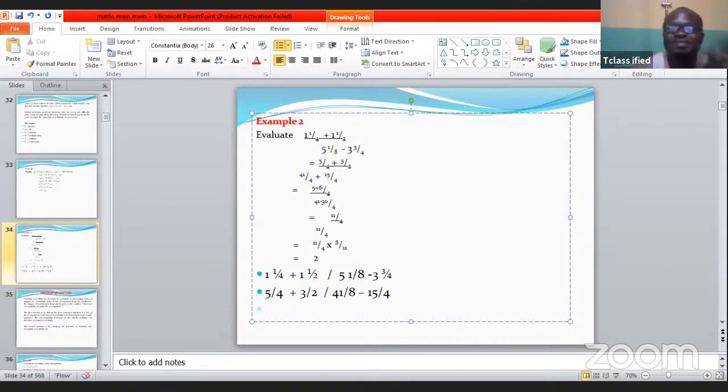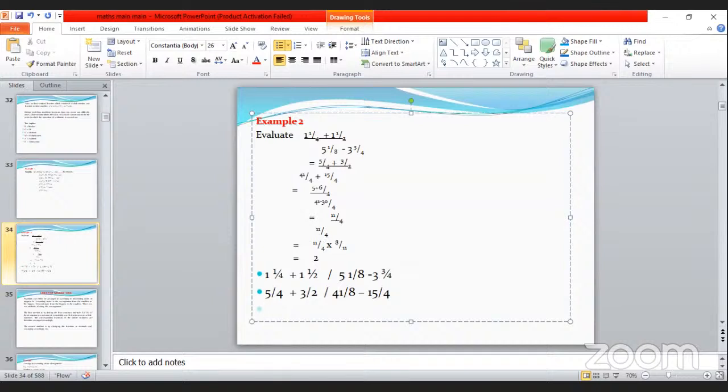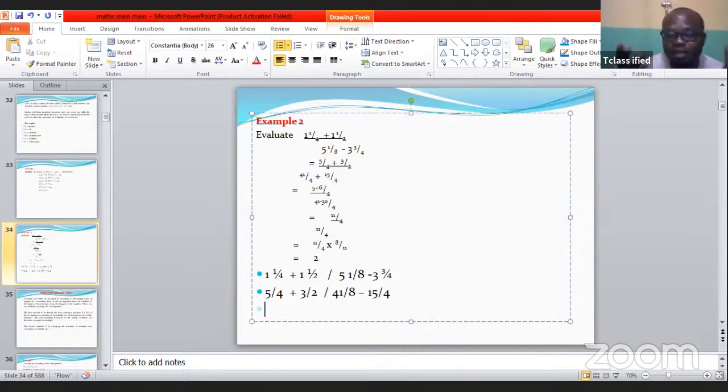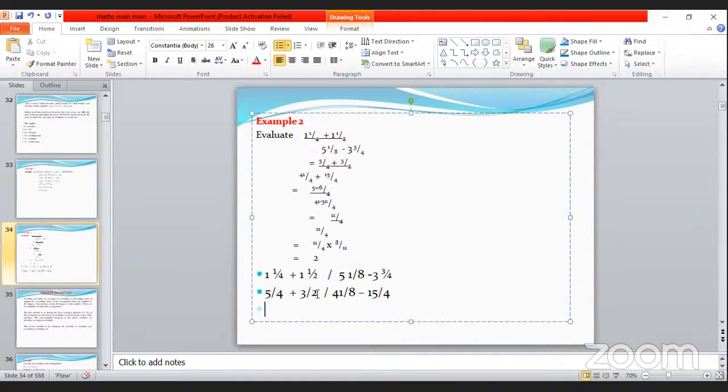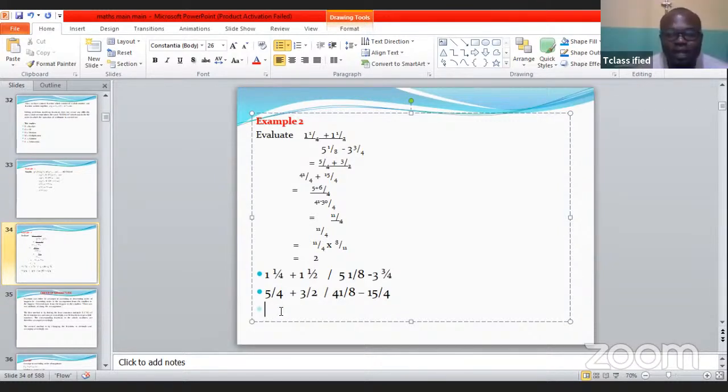Then I would look for the LCM for the numerator first. Good, you look for the LCM of the numerator first, then later you do the same for the denominator, is it not? So what's the LCM for 4 and 2? It should be 4, isn't it? Yes, sir.